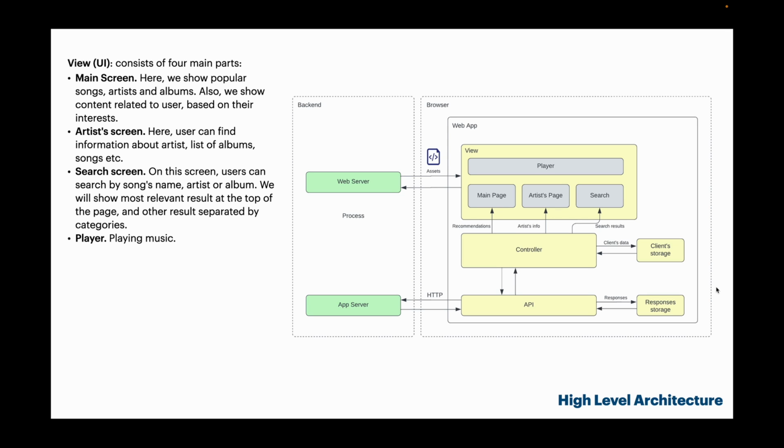The artist screen offers detailed information about artists, including descriptions and a list of songs and albums. Search is a separate page in our case, as it might include multiple entities such as songs and artists, requiring ample space to display results effectively. And the player is responsible for playing music.